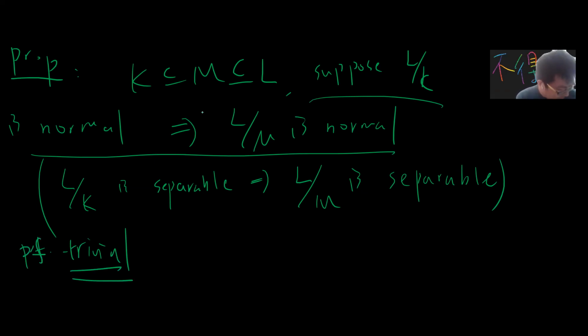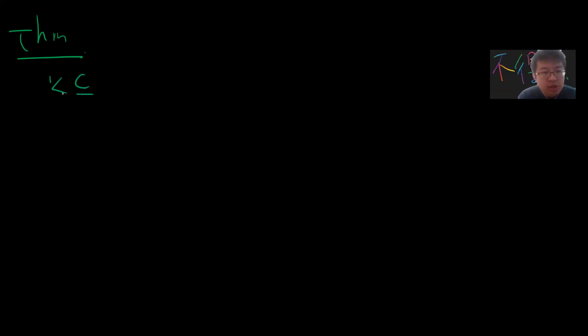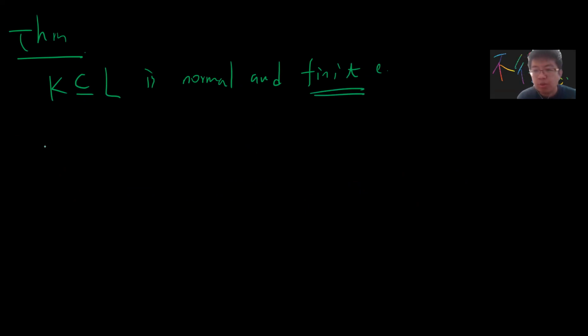Now the most important one is this one. This theorem is the key theorem in the normal extension. Let's consider L over K, which is normal and finite. Finite extension means that L over K is a finite dimensional vector space. Remember, a finite extension is automatically algebraic. This is what I already proved in the previous video. And suppose somebody gives you a finite intermediate extension. So this is finite.